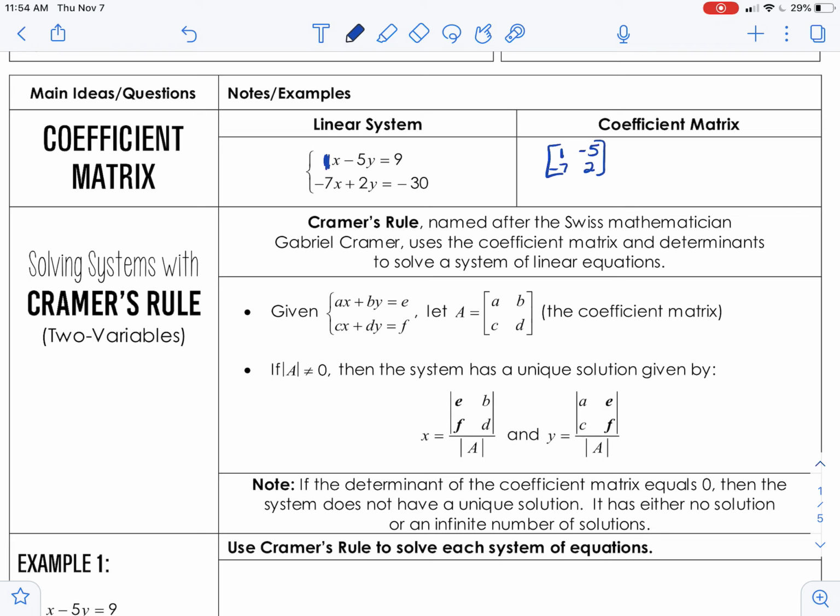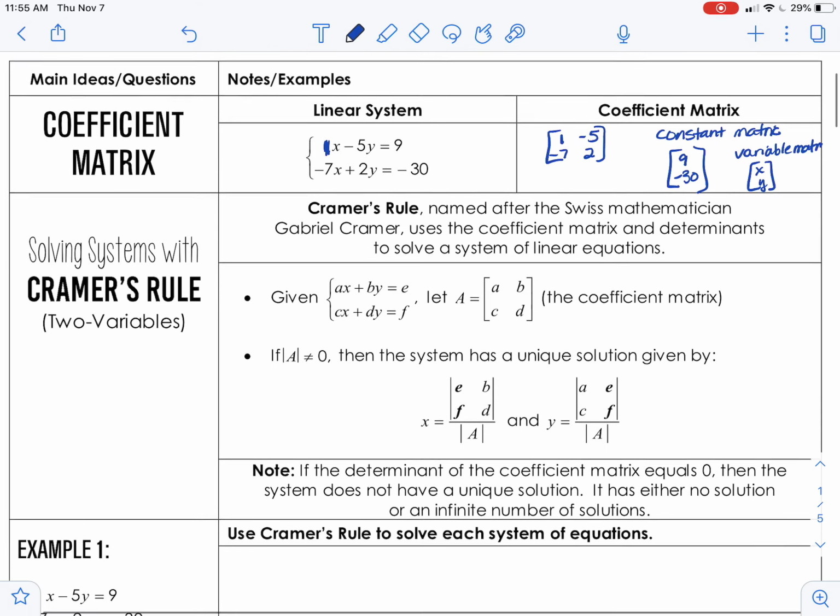Now we also have, and I'm going to add in here, what is called the constant matrix. And that is our C values. So that in this case would be the 9 and the -30. And we also have the variable matrix. And that is our x and our y. So we're going to be referring to those three as we continue throughout. But in terms of today, we're really going to look at just the coefficient matrix. And so again, we're going to use Cramer's rule.